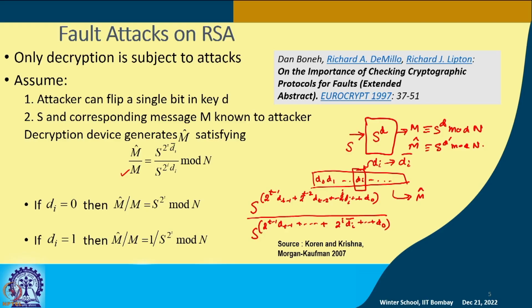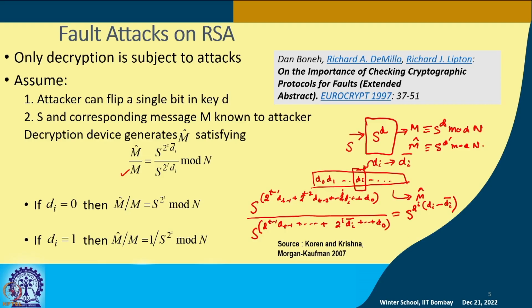So what will happen if you take a ratio of these two quantities? Then all will get cancelled out except the ith term. So you will have s to the power of 2 to the power of i times di minus di bar. Does it make sense?